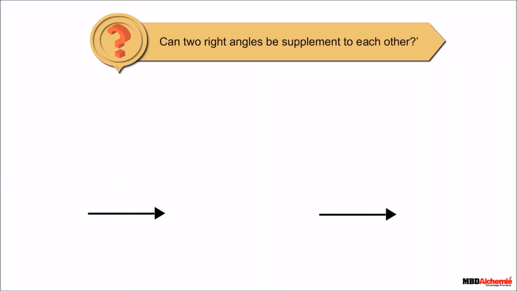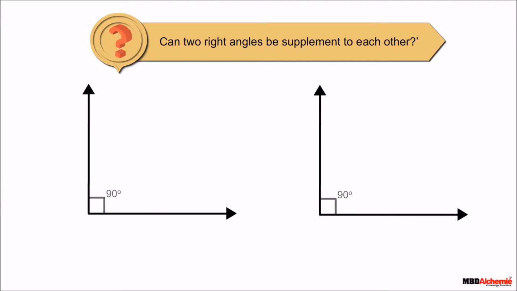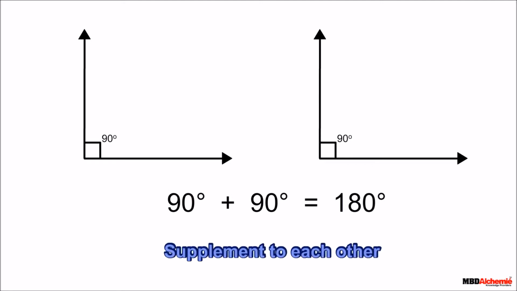Can two right angles be supplementary to each other? As the measurement of a right angle is 90 degrees, if we add two right angles, then we'll get the sum of 180 degrees. Thus, we can say that two right angles will be supplementary to each other.